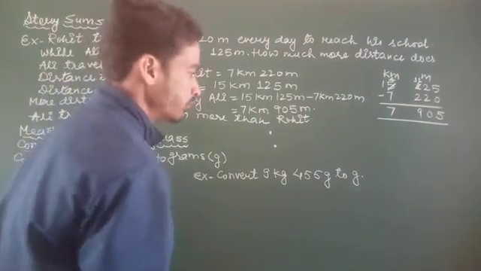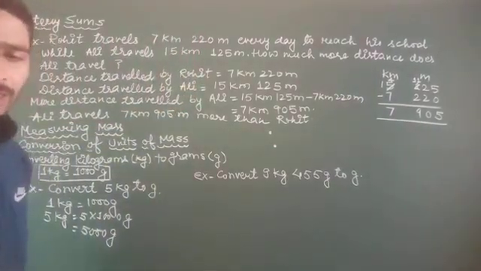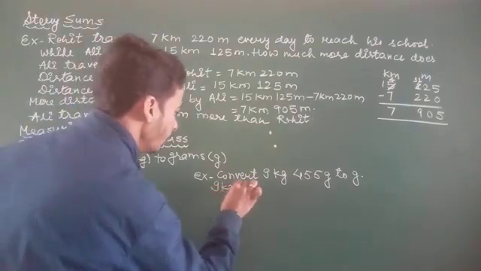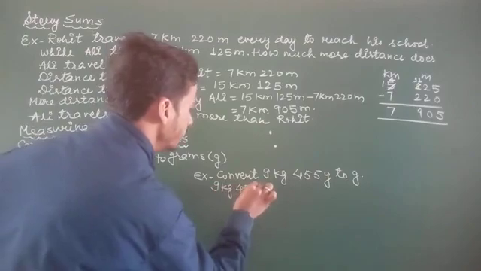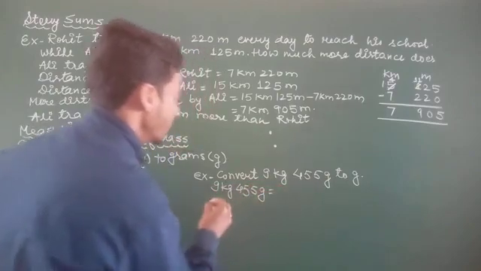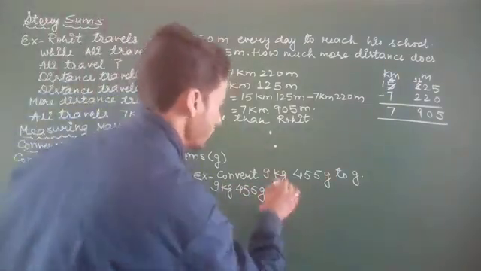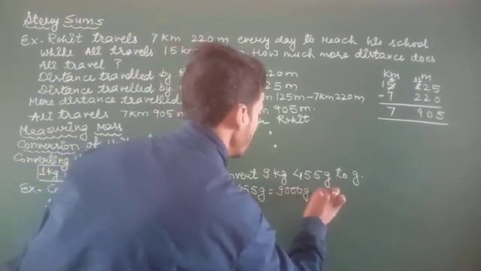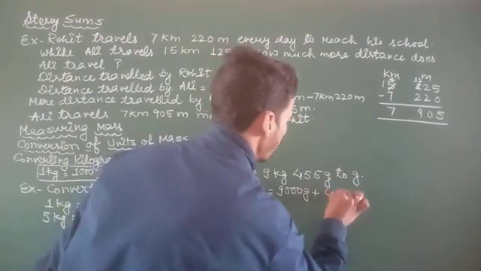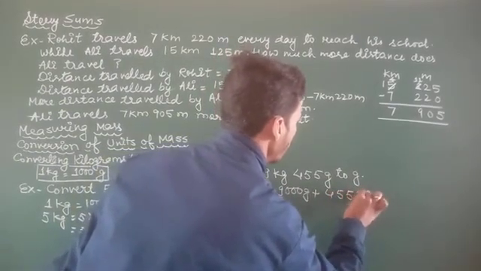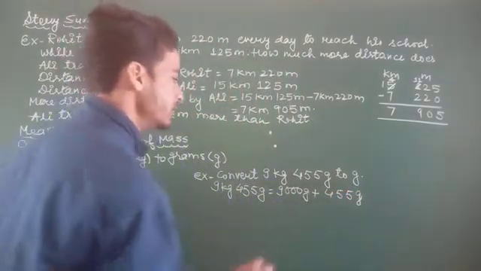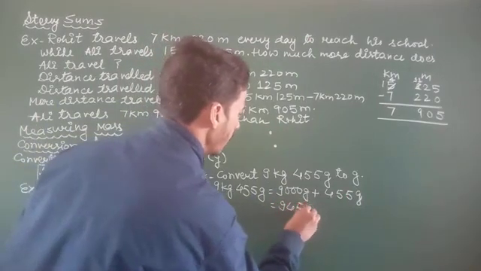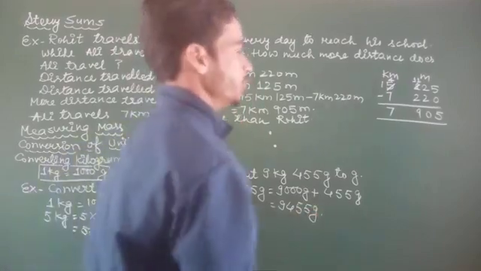So you know that to convert kilograms to grams, multiply by 1000. 1 kg is equal to 1000 gram. So 9 kg is equal to 9000 gram plus 455 gram. Now add both of them because both are in the same unit. So that is 9455 gram.